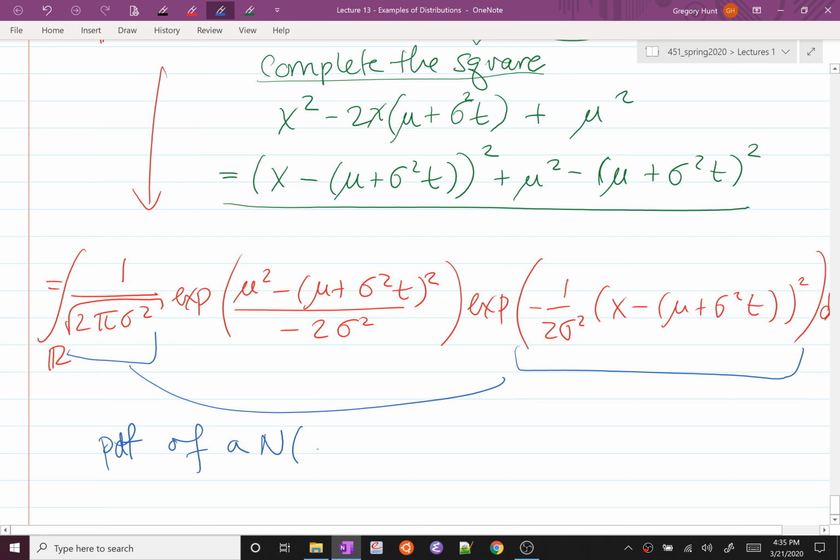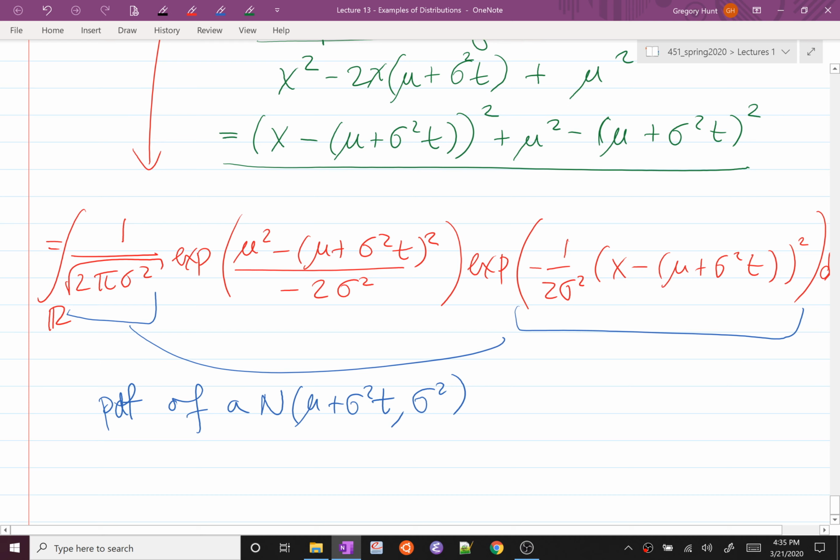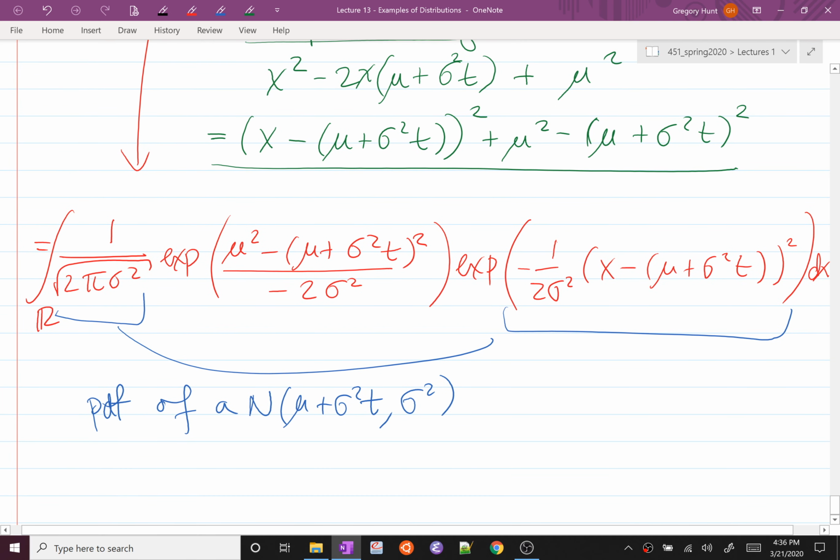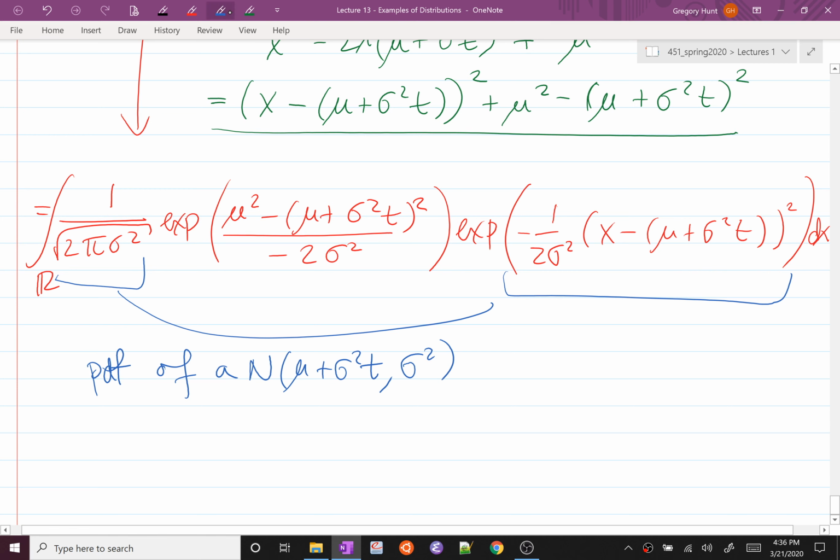Now let's get this right. Mu plus sigma squared t is the mean, and the variance here is sigma squared. So if you look at the PDF of a normal, where the mean parameter is mu plus sigma squared t and the variance is sigma squared, this is exactly the combination of these two terms to give that PDF. So actually, if I were to integrate those, that would give me 1. And indeed, I can factor out this term. So let's just factor this out. Bring out. And what am I left with here?